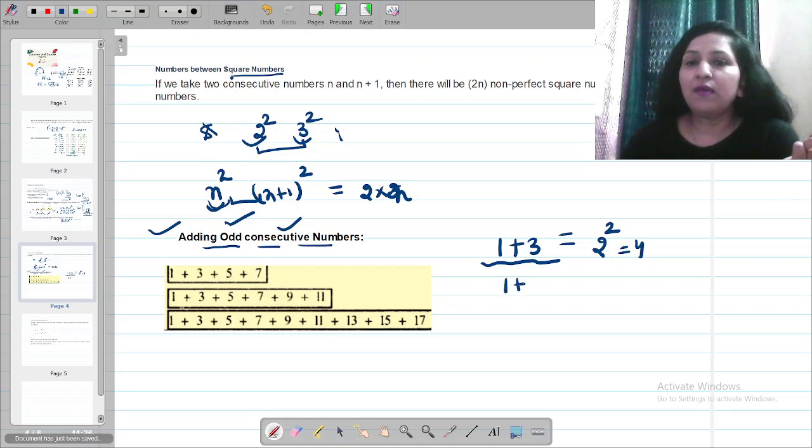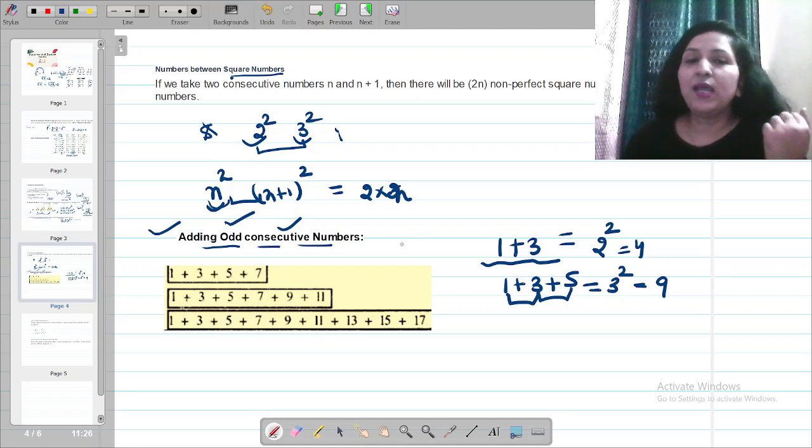Now, if you take 1 plus 3 plus 5, again, we have started with the first odd number and the series continues. 1, 3, 5. 3 numbers are there. So answer has to be 3 square, which is equal to 9. Recheck your answer. 5 plus 3 is 8. 8 plus 1 is 9. That's correct.